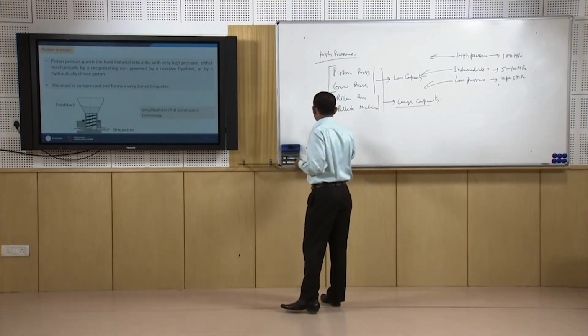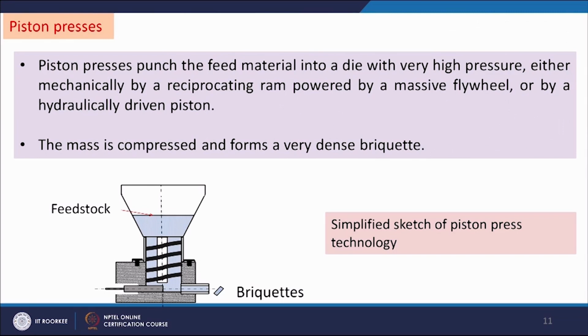Now, we will see how the piston press works. In this slide we are seeing one piston press. The material feed is put here, it passes through the neck and comes to this position, and this is the piston. This piston has forward and backward movement, mechanically by a reciprocating ram powered by a massive flywheel or by a hydraulic drive piston. So, this piston gives backward and forward movements to the solids coming from the top, and then it is pressed. There is a die present here.